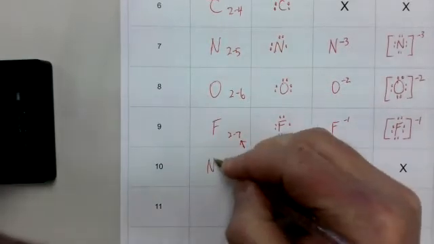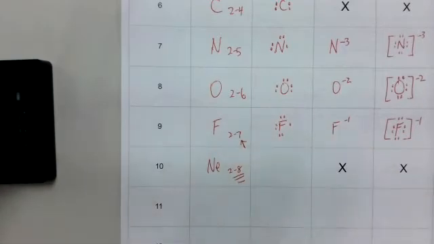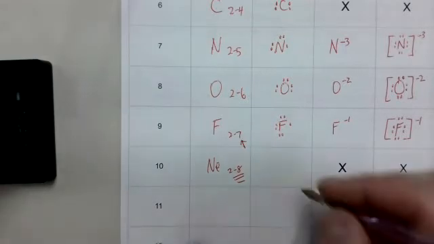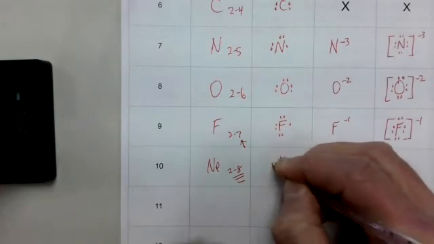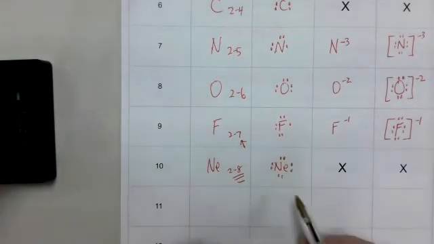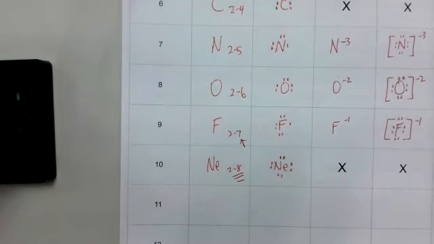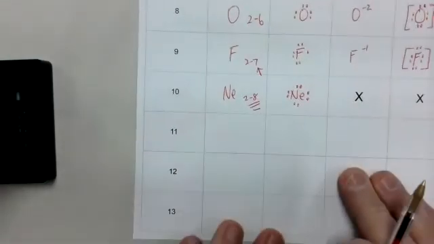Element number 10 is neon. Neon is 2-8, and that's a special electron configuration. Full outer orbitals, both of them. The little orbital is full, and the second orbital is full. Now, we would never bond neon to anything. Neon doesn't bond to anything. But if we had to, we could draw a Lewis dot diagram. It's got all 8 dots, and that's exactly why it doesn't bond, because it's already all full up.